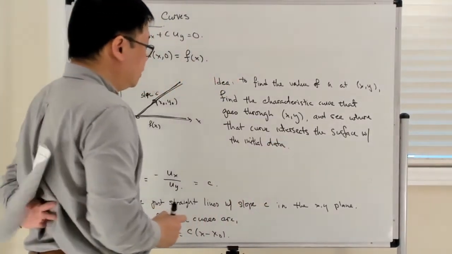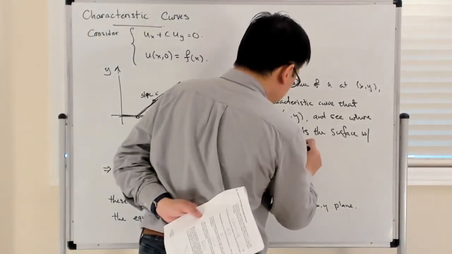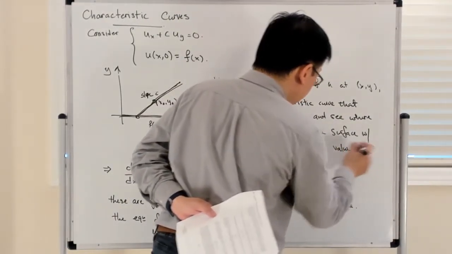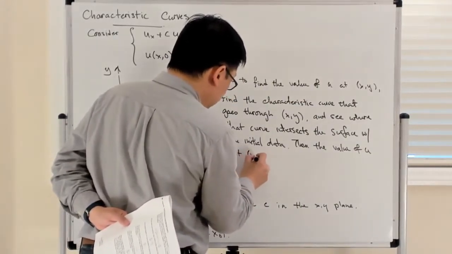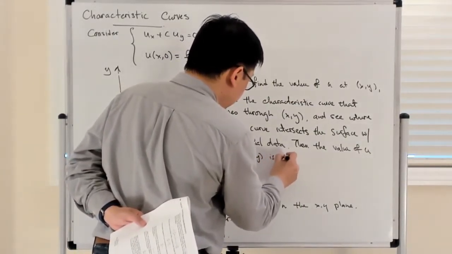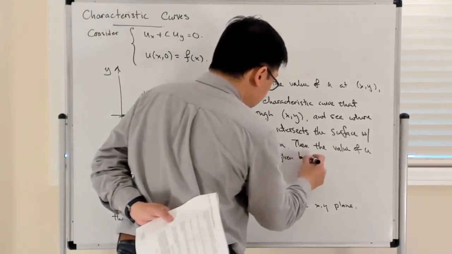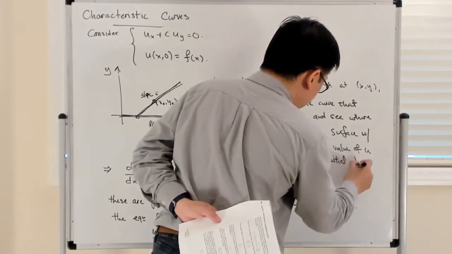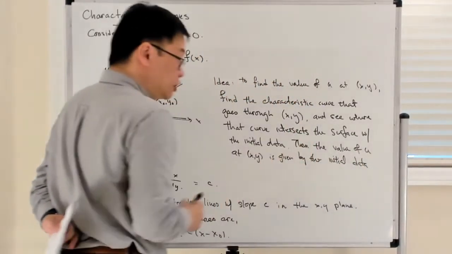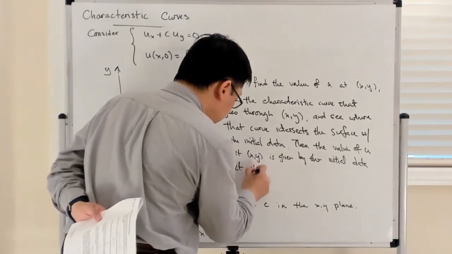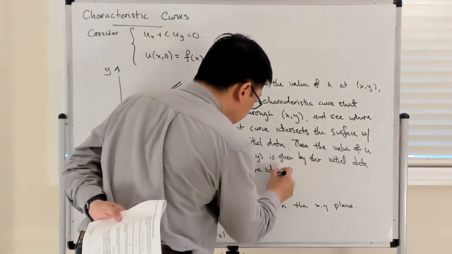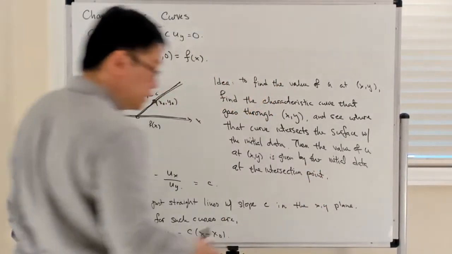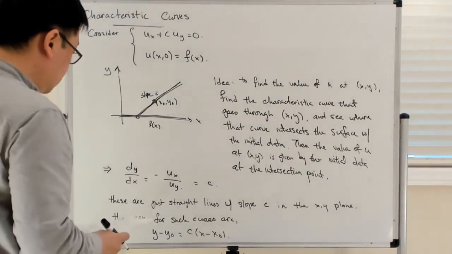Right? Then the value of u at x, y is given by the initial value, or the initial data, at this intersection point. Okay, so that's basically what is happening here.